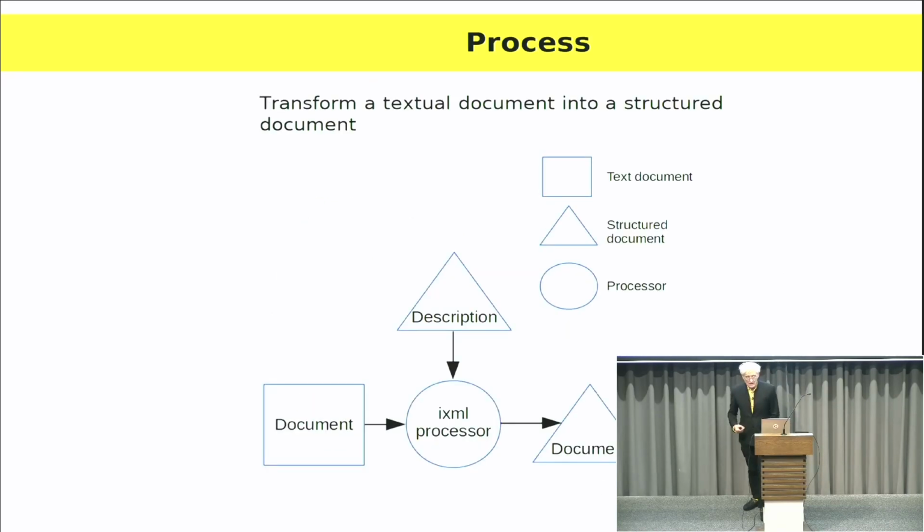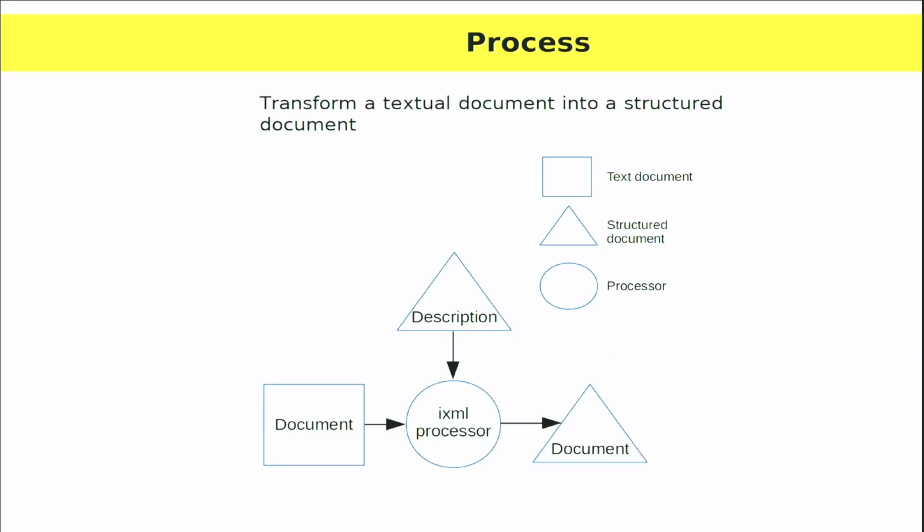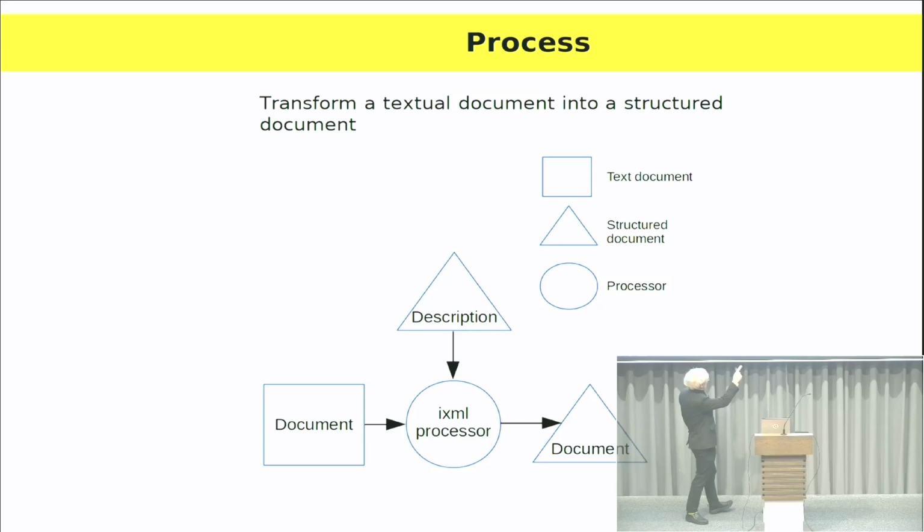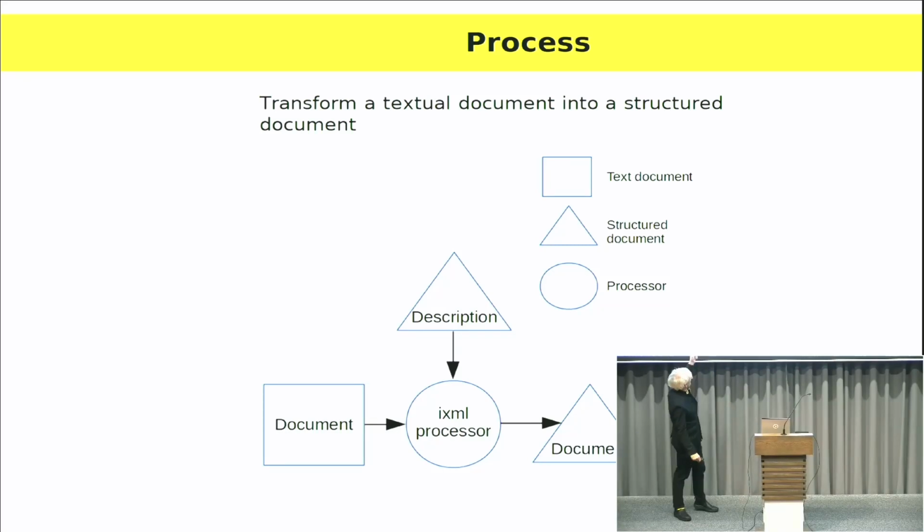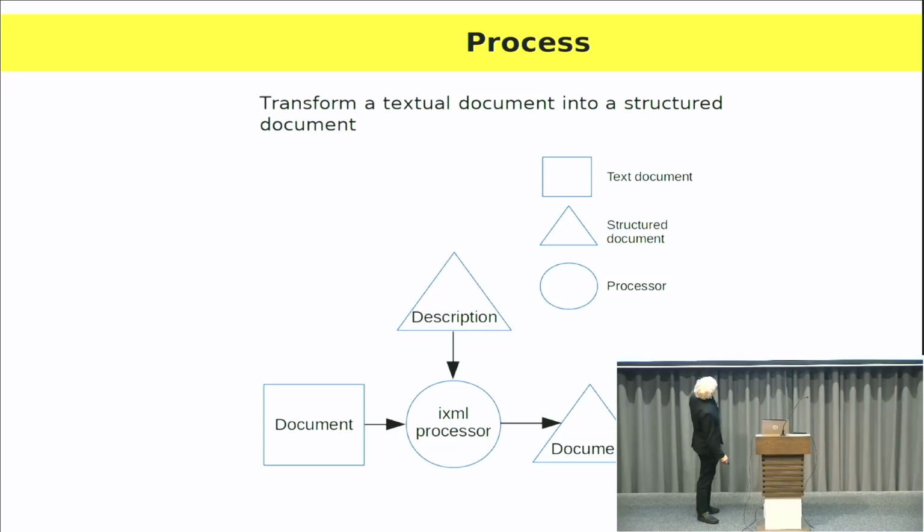So how it works is that we have an ixml processor, which is the thing that my code browser looks at, but it takes a textual document in and it puts the same document out, but then as a structured document. So I've used a circle for processors and triangles for structured documents and squares for unstructured documents. Now what you can see there is the description of that language is a structured document. Well, how do I get that?